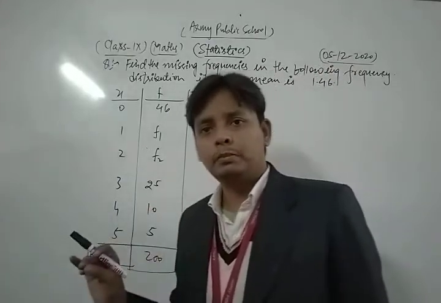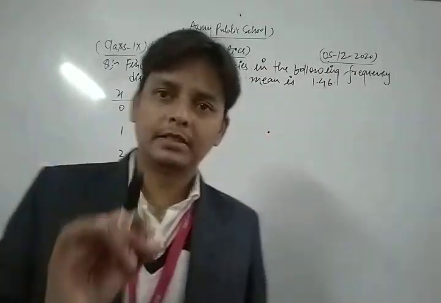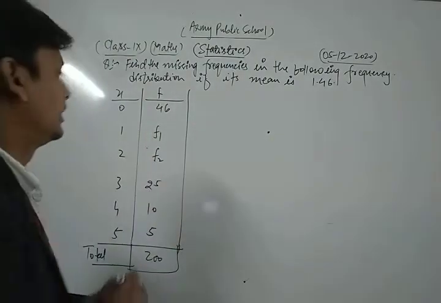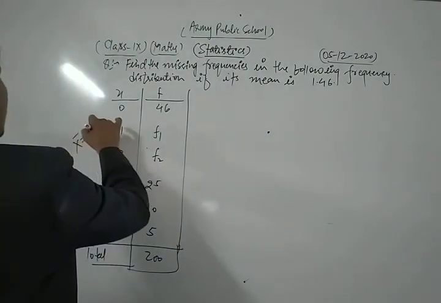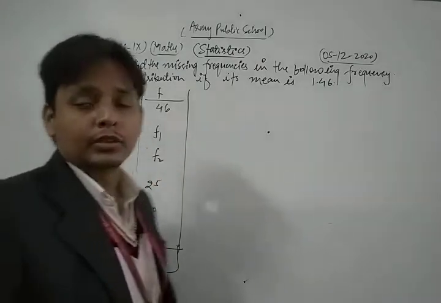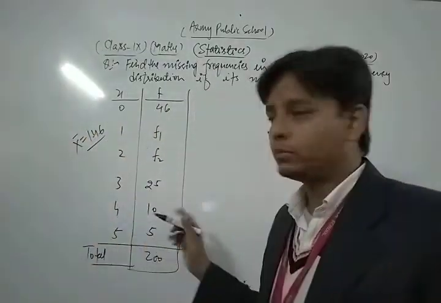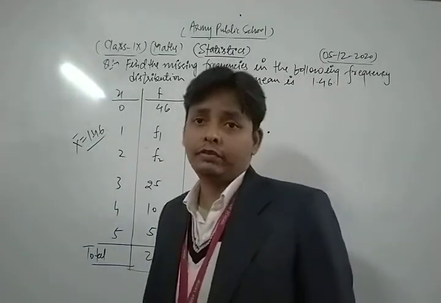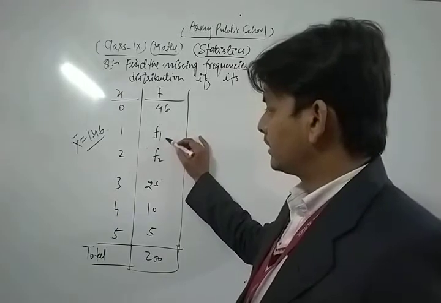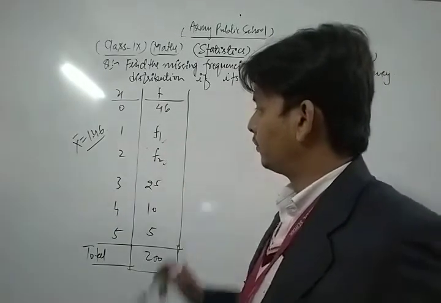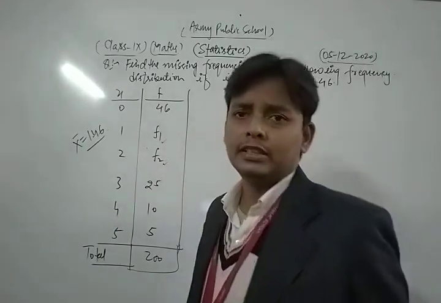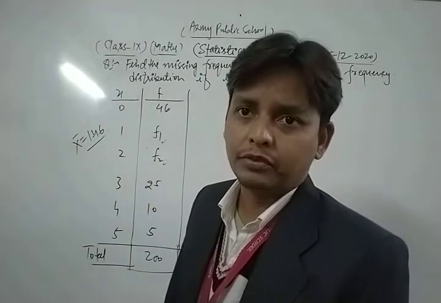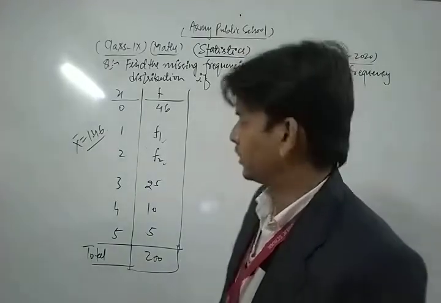This is one of the most important questions of your syllabus. Here the mean of the given frequency distribution, x bar, is given as 1.46. We have to find the missing frequencies f1 and f2. Now let's see its solution.